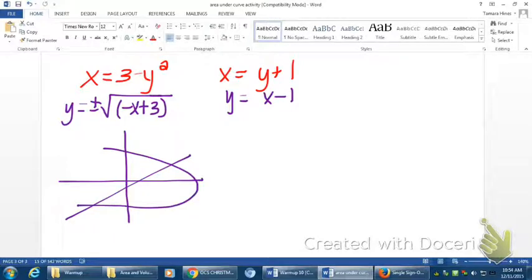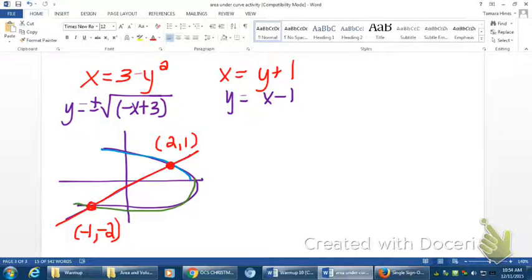The top part is going to be the positive square root. The bottom part is the negative square root, and then obviously the red part is the line. Now, go ahead and find the intersections. This one intersects at 2, 1. This one intersects at -1, -2.